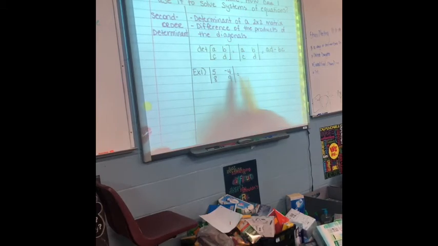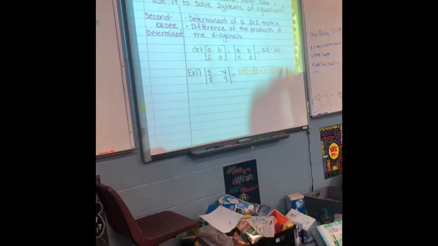So the first example we're going to have is 5, -4, 8, and 9. And I'm going to do the products of the diagonals. So 5 times 9 minus 8 times -4. So that's 45 plus 32, which is 77. That's the second order determinant of this matrix. Questions?